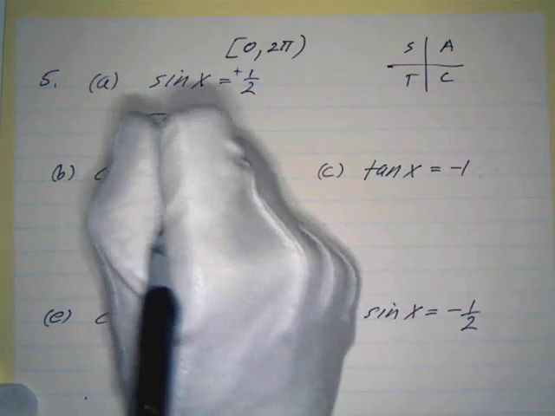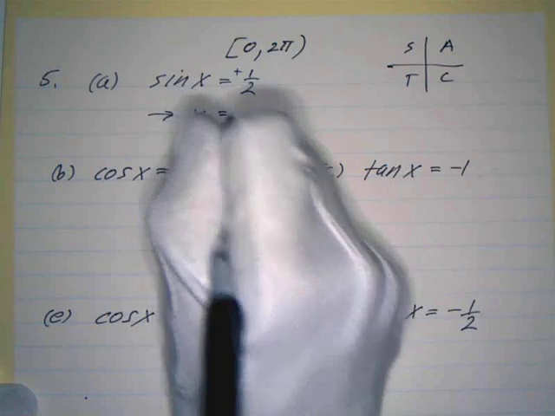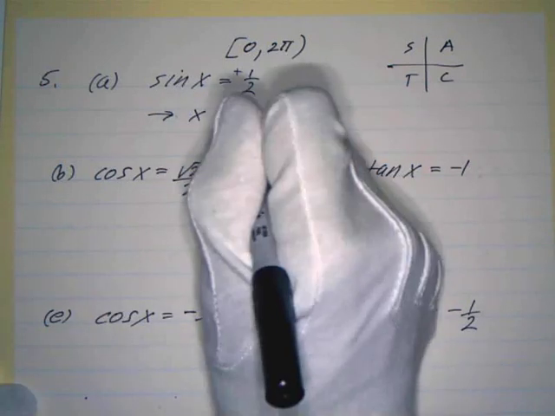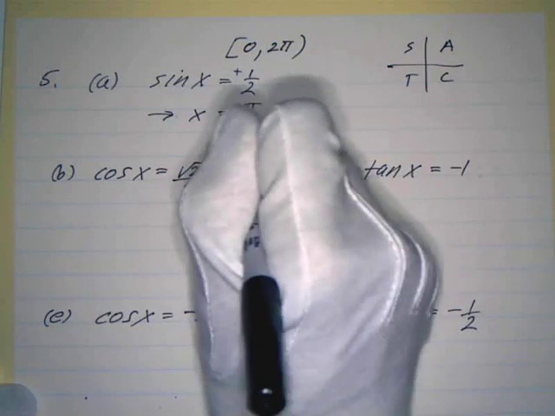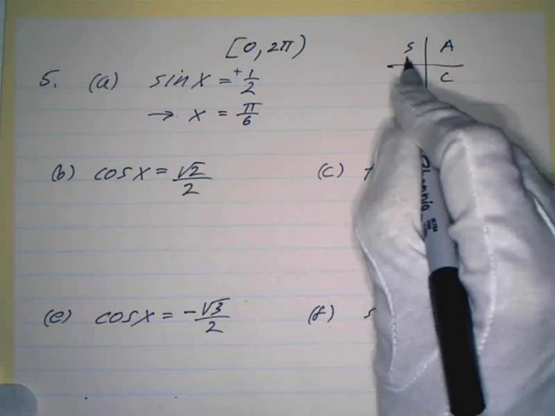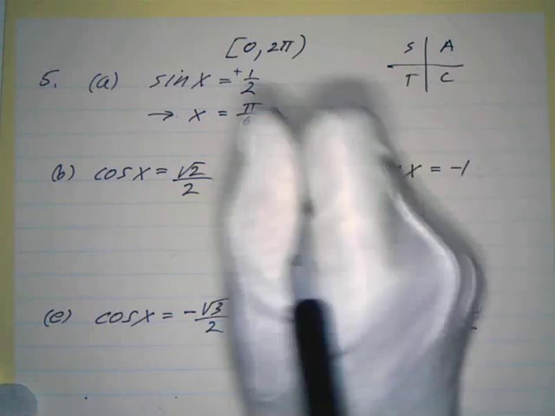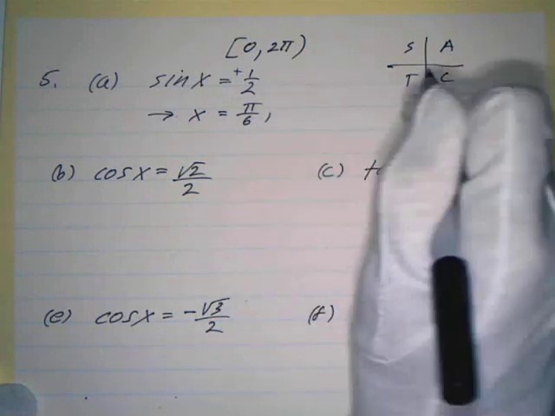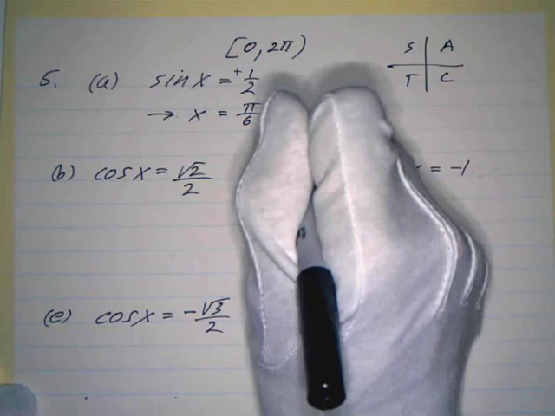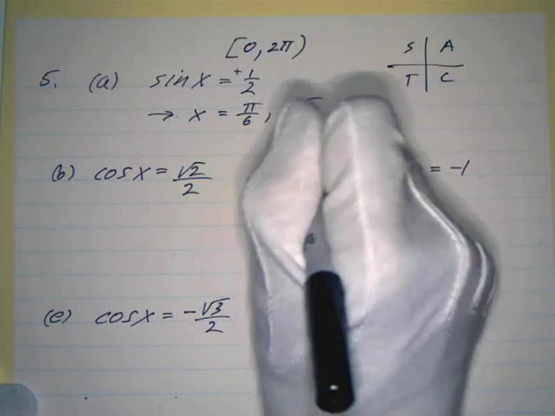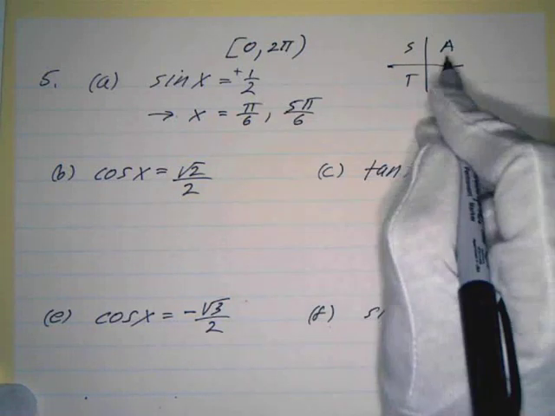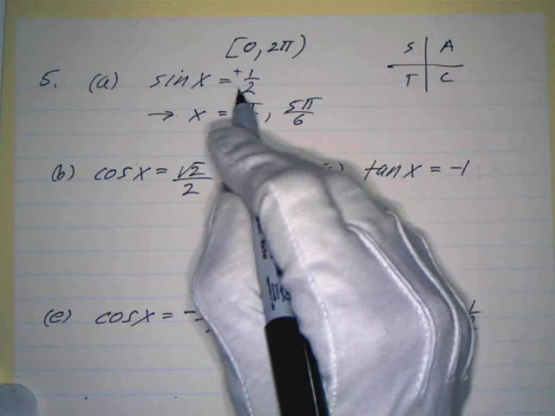This implies that x equals pi over 6. But we're also in quadrant 2, so we're in quadrant 1 and quadrant 2, so it'll be pi over 6 and 5 pi over 6. Okay, so those are my two quadrants where the sine equals positive.